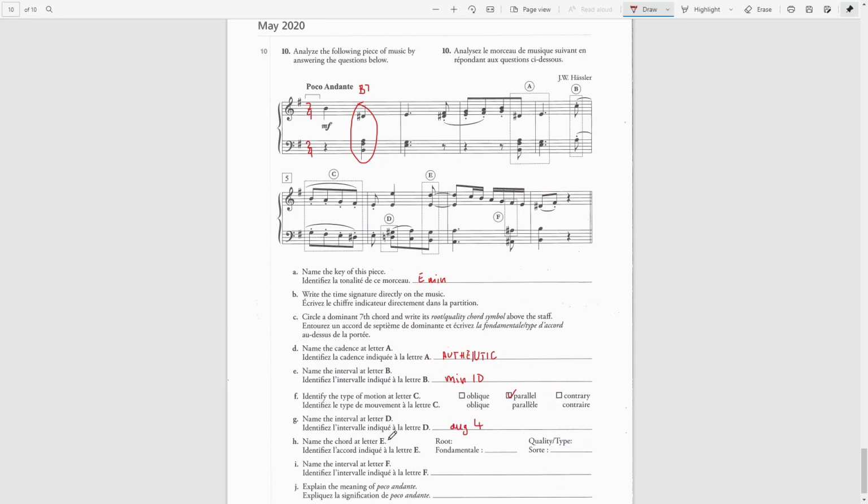Name the chord at letter E. So here we have an open position chord. We would have to rearrange the notes, and so I'm going to move these 2 notes up an octave, or 2 octaves in the case of B. And don't forget, this note is a G sharp. There's a G sharp earlier in the same bar, so this is a little bit tricky.